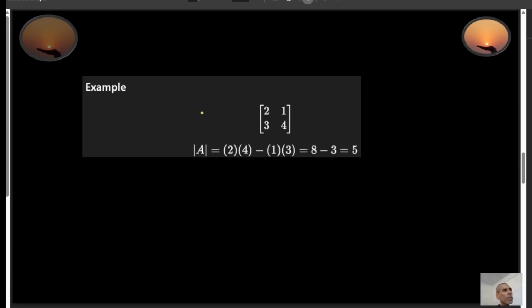Let's take a look at this example. Here I have this matrix A, and you want to calculate the determinant of this. It's going to be 2 times 4 minus this 1 times 3. The answer comes out to be 8 minus 3 equal to 5. So this is the determinant of matrix A.